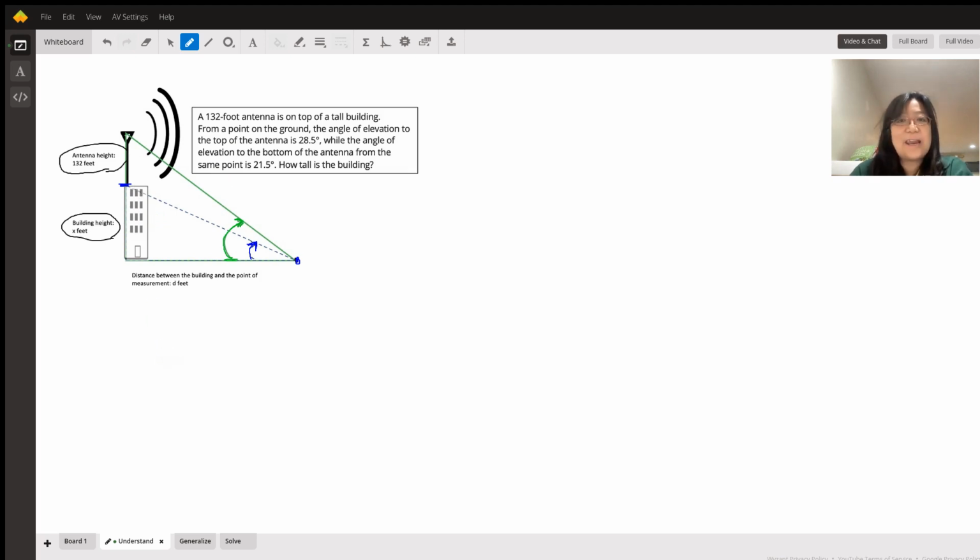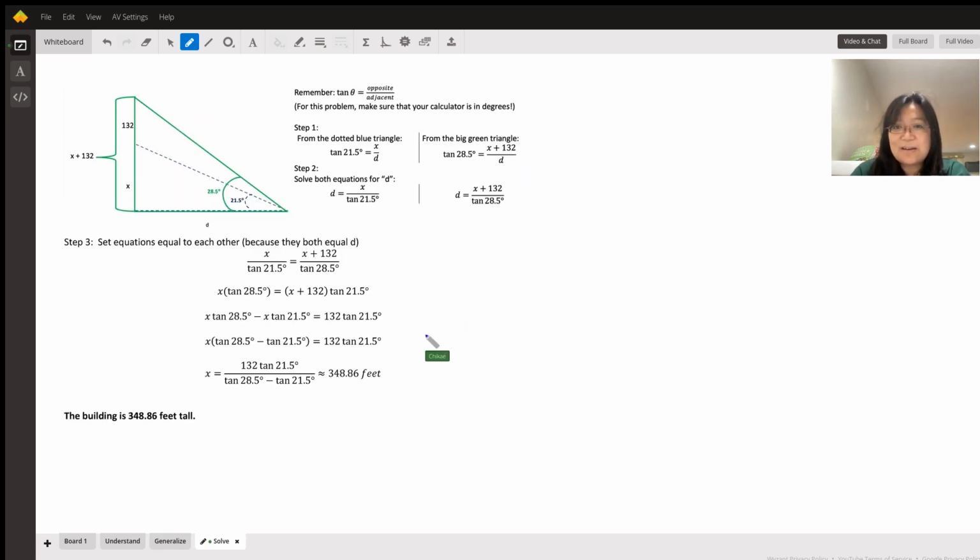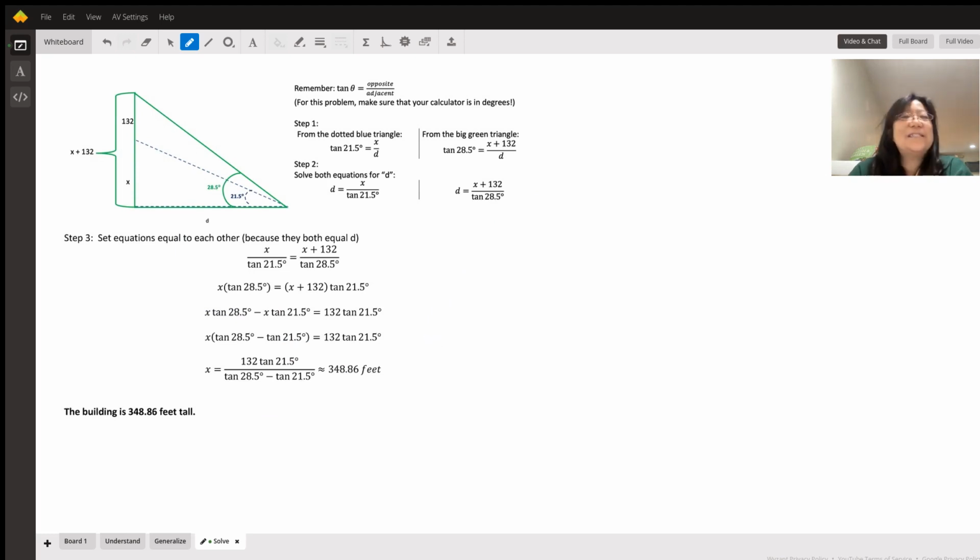Now, one more variable I added here is d. I'm saying d is the distance between the building and the point of measurement. And that's going to come in really handy when we try to solve our problem. So again, you'll notice the d over here. All right, so we've got our diagram. Now let's solve. Okay, so here's our diagram.